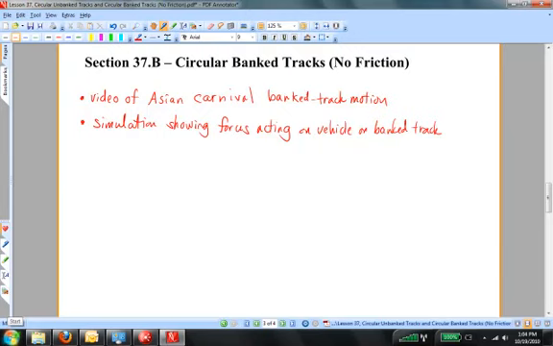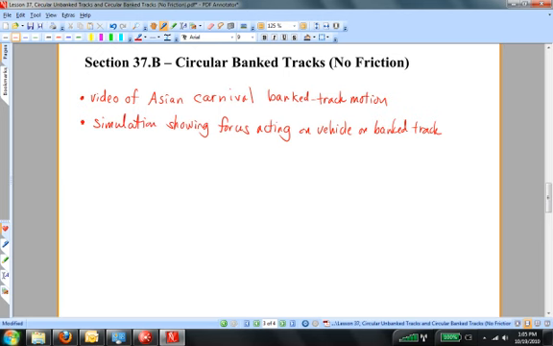Now, it may be that friction is an important force for vehicles that are actually on banked tracks, and that's true. Static friction is going to be involved. But if I have a banked track that's at a certain angle and the radius of this circular track is a certain amount, there is a magical speed that I can travel at at which static friction is not required at all to keep me in the curve.